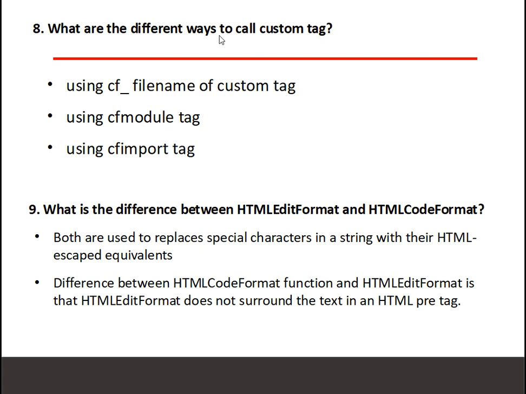What are the different ways to call custom tags? Technically three. The first one is quite simple: CF underscore and the name of the file. Let's say you have user.cfm as your custom tag and you want to embed the code from that file, you just need to give CF underscore user. CFModule you can use when you want to pass some arguments to your custom tags, and CFImport when you want to import more than one custom tag.